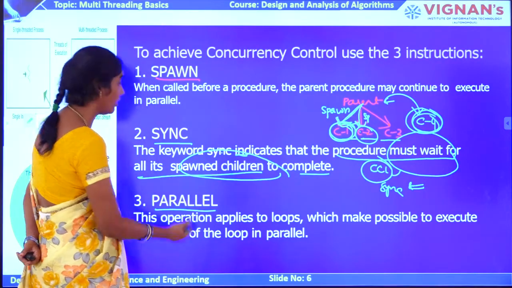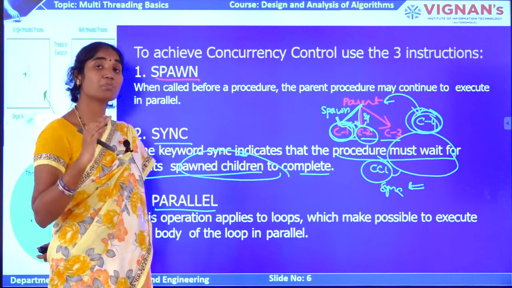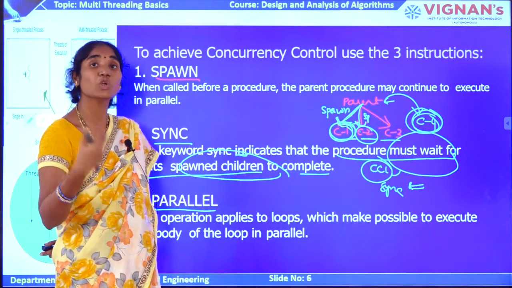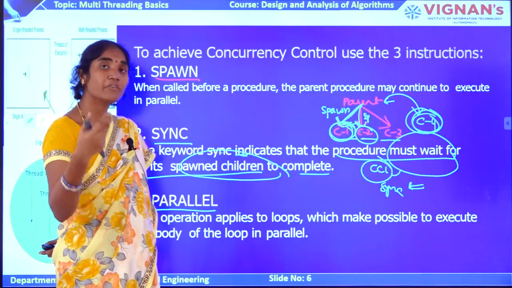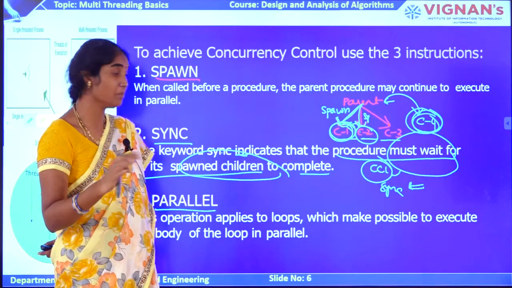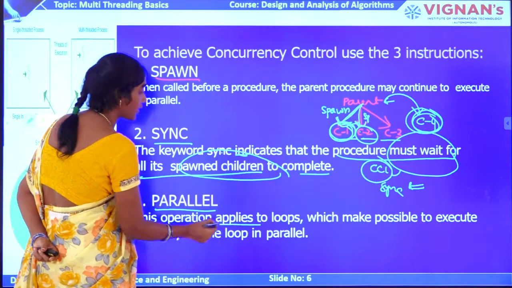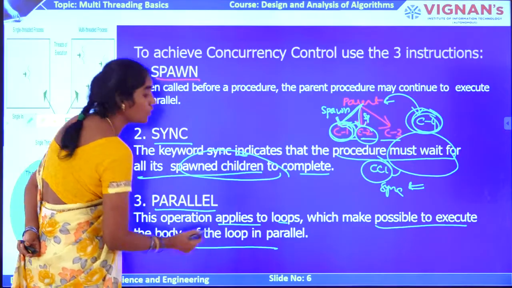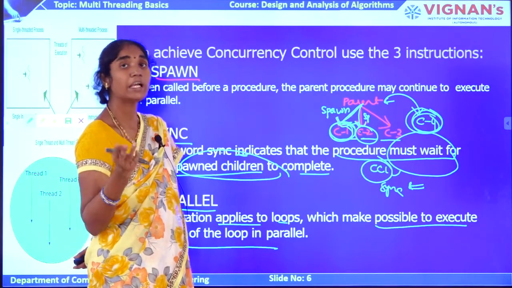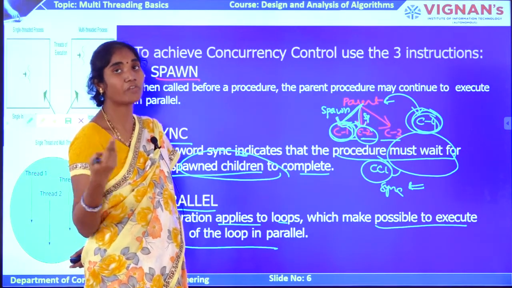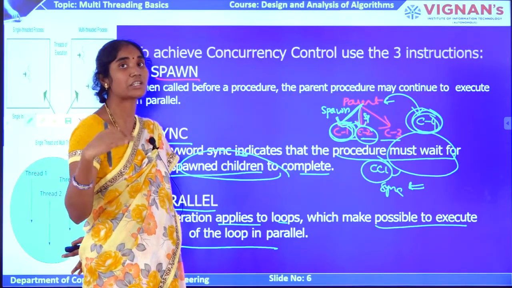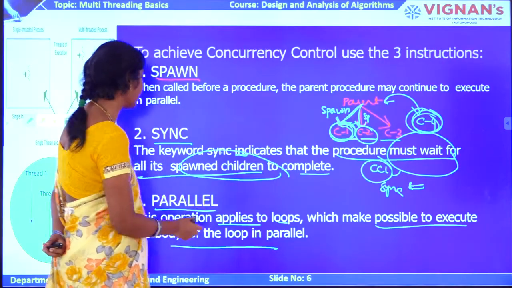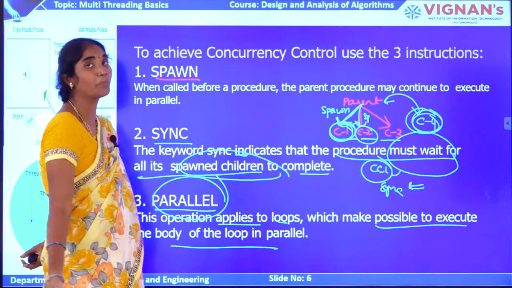Next one is parallel. This parallel operation we will use whenever we are writing any loops. In loops we can execute the statements in parallel. For example, the operation applies to loops, which makes it possible to execute the body of the loop in parallel. That is, if the body of the loop has 3 statements, those 3 statements can be executed in parallel whenever we make that corresponding operation parallel.